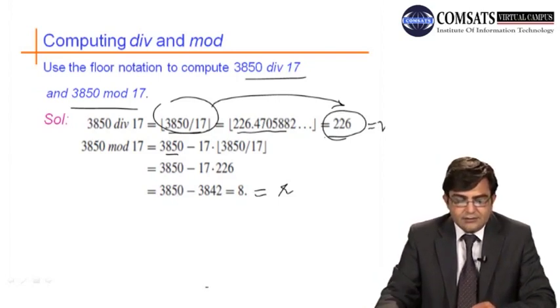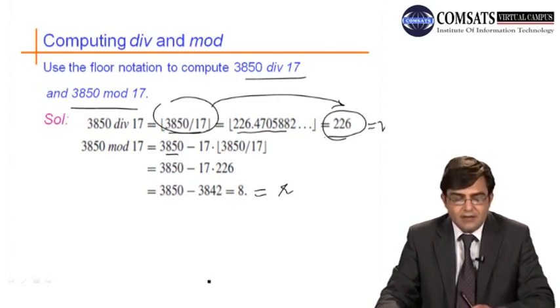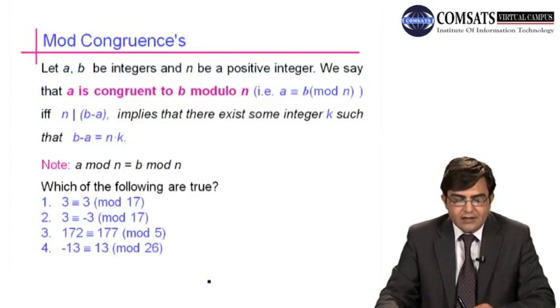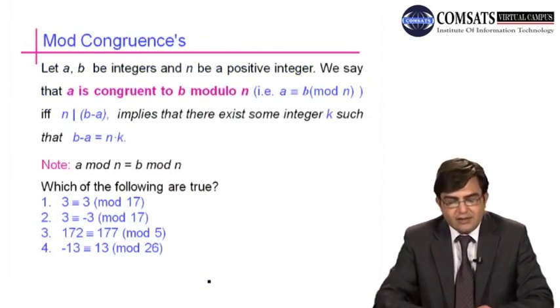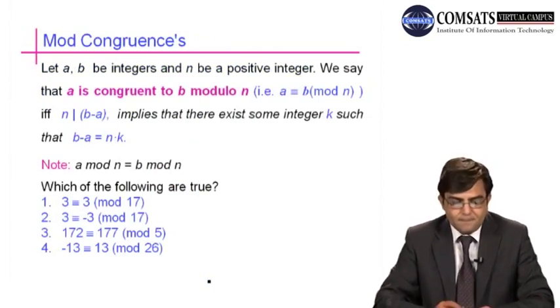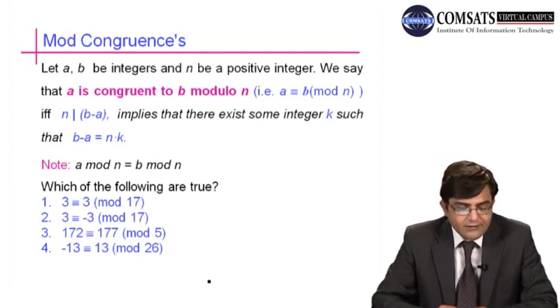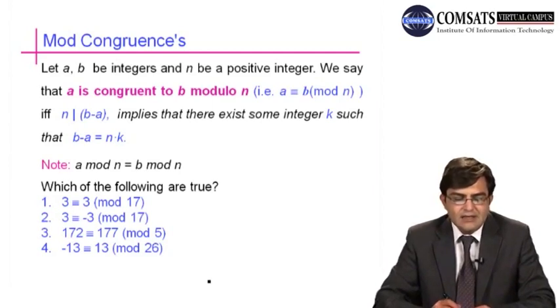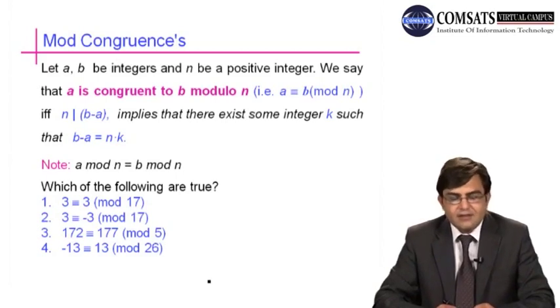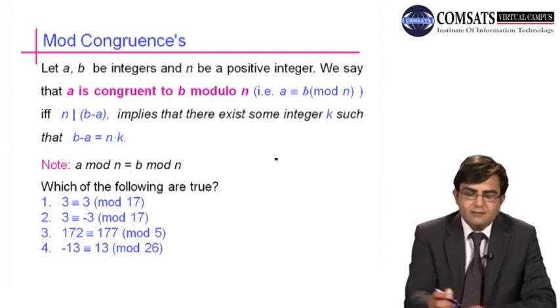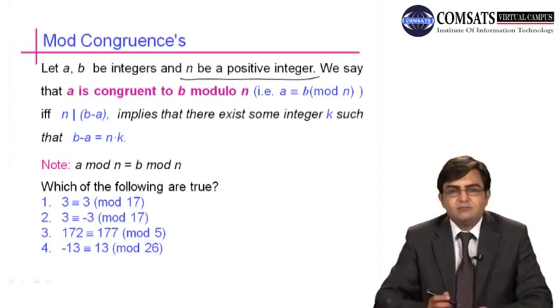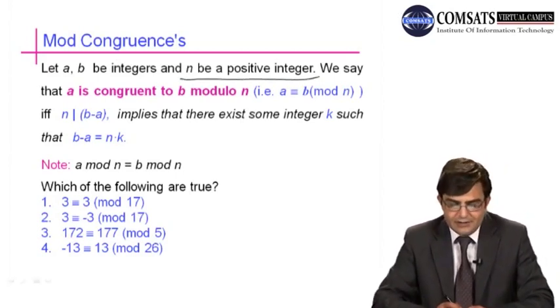So this is one type of mod function, which gives us the remainder after the division of two numbers. Now there is another mod function, which is the mod congruence. So what is the mod congruence? By definition, let a, b be any two integers. These two integers can be negative, can be positive, anything, and n be a positive integer. So the divisor must be a positive integer.